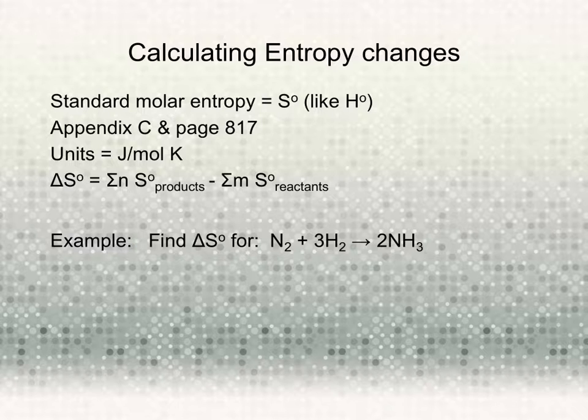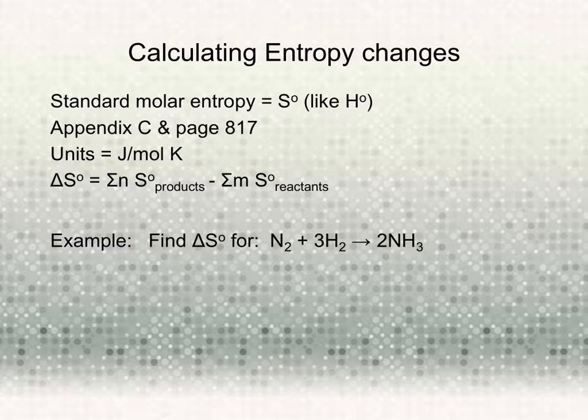If we had H0, it would be the standard molar enthalpy. So you will find these in Appendix C, which is in the back of the book, and something like 1110, I think, is the page number. There are also a select number of entropy values on page 817 in your book. And the units that are listed are going to be joules per mole Kelvin, because it's molar entropy, so it's entropy per mole. And we are going to see these listed in joules.